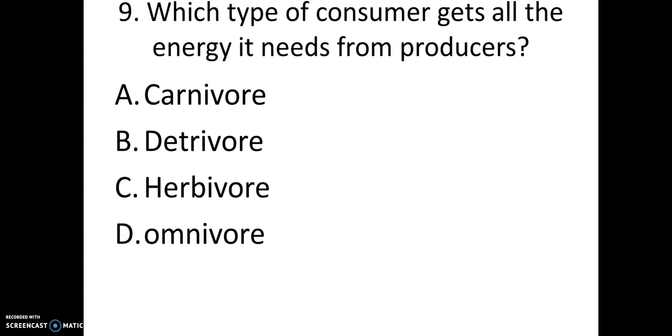Question 9, which type of consumer gets all the energy it needs from producers? Is it A, carnivore, B, detrivore, C, herbivore, D, omnivore? Energy from producers. It is a herbivore. Carnivores get energy from other consumers. Detrivores break dead things down. Herbivores get energy from producers, like plants. Omnivores only get some of the energy from producers.